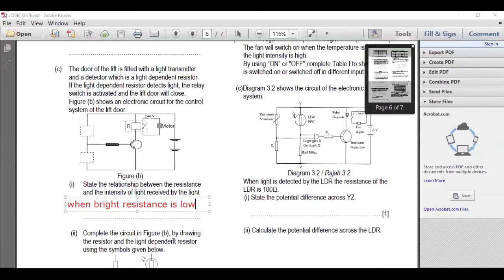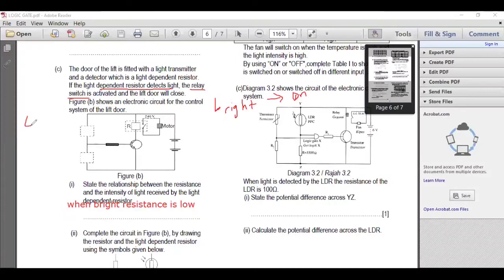And then they ask you to complete the diagram by putting the components in. Now they said when the detector detects light, the relay switch is activated. That means what we want is when bright, on. When bright, we want the circuit to be on. Usually for LDR, when dark, we want it to be on. So that means if dark, we want it on.